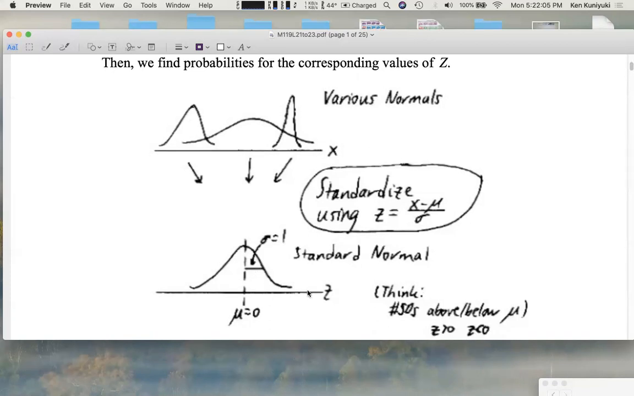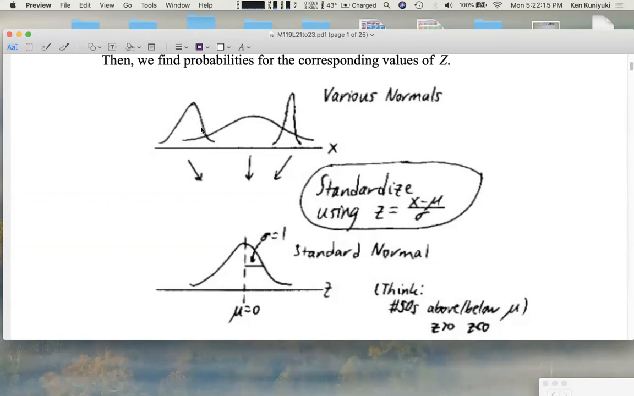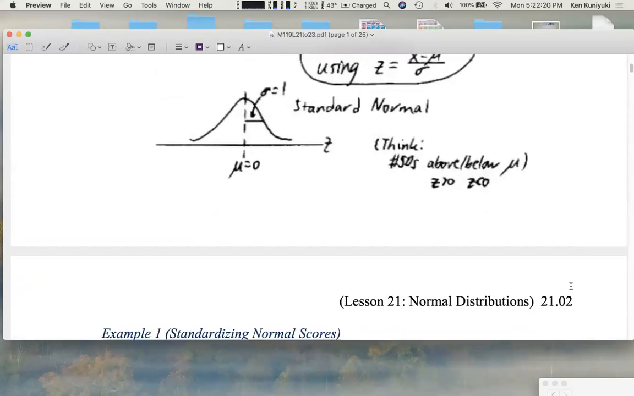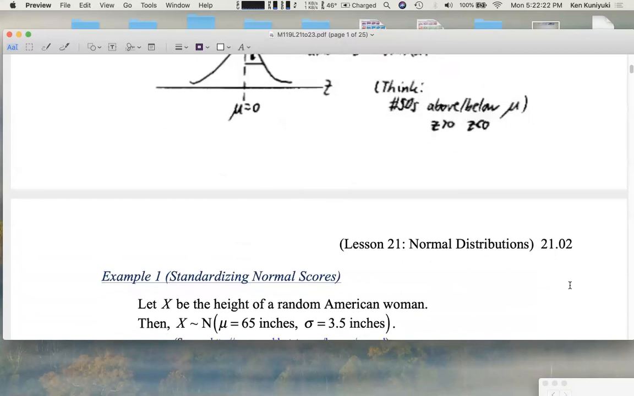Z-scores higher than 0 indicate that you're above the mean, which was the case beforehand. A Z-score below 0 means that you have a score that's below the mean, which was the case beforehand with the general normal. We're going to talk about specific examples next time.